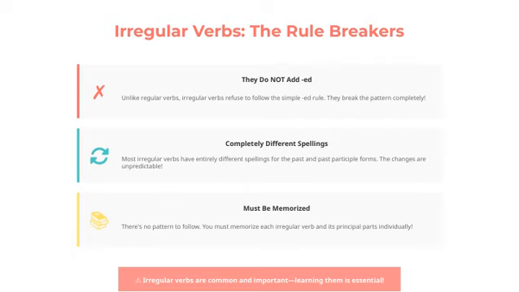Remember, irregular verbs are incredibly common and important in everyday English. Learning them is essential if you want to speak confidently and correctly. So, keep practicing and don't get discouraged. These rule breakers are just a bit more tricky, but totally manageable once you get the hang of them.